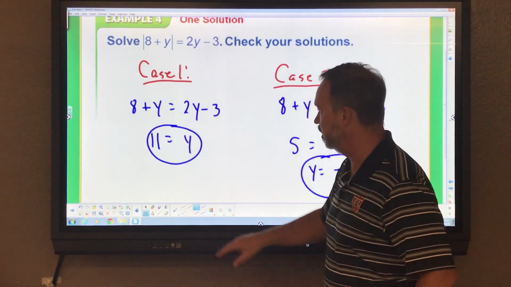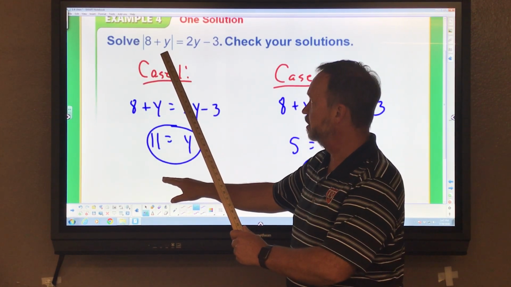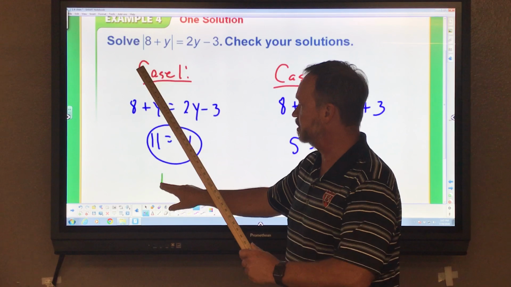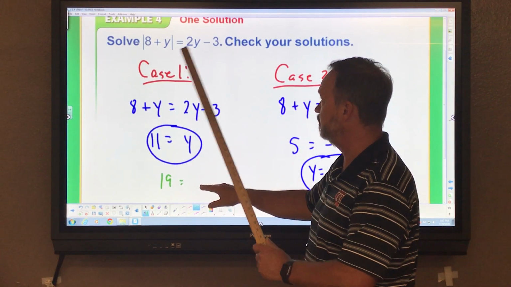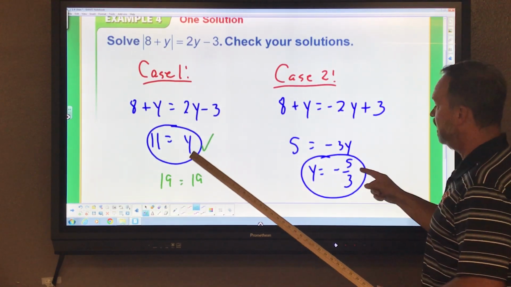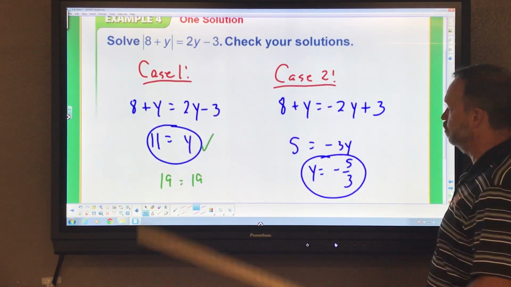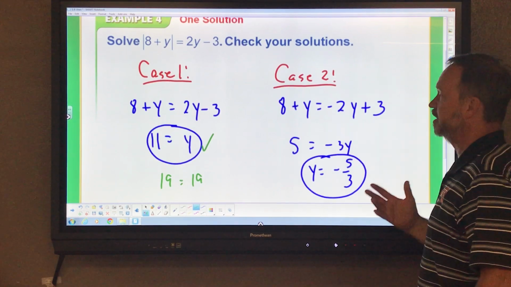And so we put the 11 in here. We get 11 plus y, which is 19. Absolute value is 19. And put the 11 in here, we get 22 minus 3, which is 19. So that one checks. But when we put the negative 5/3 in there, it doesn't work. It just doesn't, not just because it's an ugly fraction, but it doesn't work.